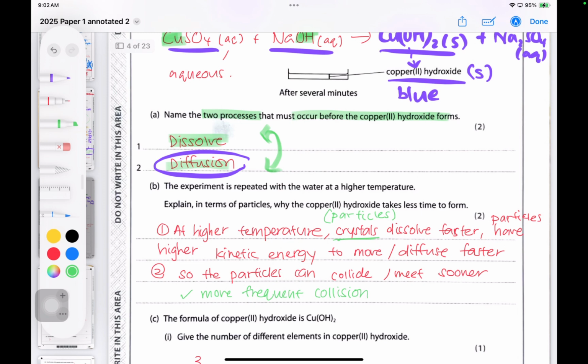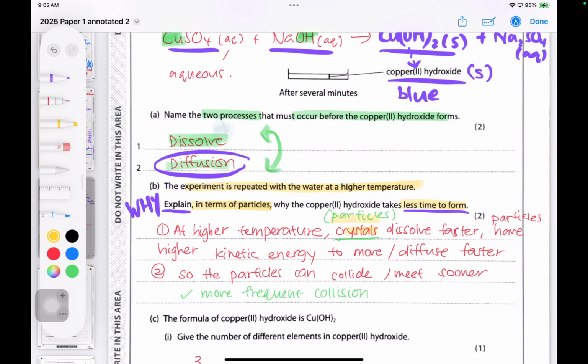Okay, next we're going to look into B. The experiment is repeated at a higher temperature. Explain in terms of particles. So every time you see the word explain, you need to answer the why, the scientific reason, the scientific concept, the chemistry idea behind why this precipitate takes less time to form. Okay, so higher temperature. So what if there's a higher temperature? At a higher temperature first, you can either use the word particles or you can use crystals. Both are fine.